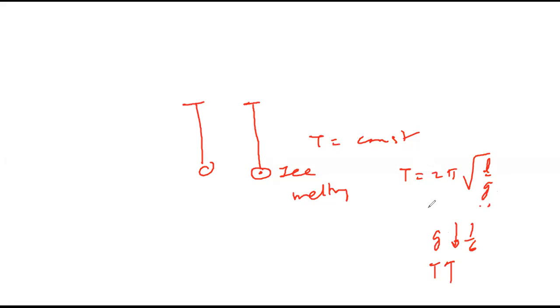So speed is a scalar quantity, velocity is a vector quantity.